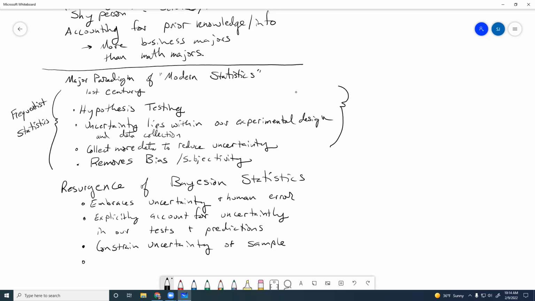And then finally we can incorporate historic knowledge or scientific literature, right?